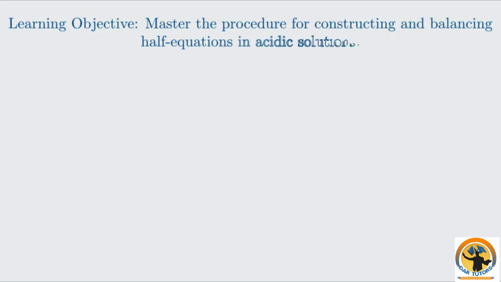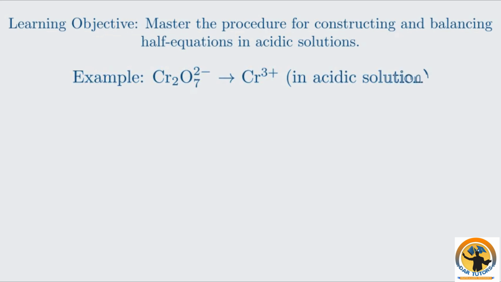This is a core skill for any advanced study of redox chemistry. We will follow a 6-step method, using the example of the dichromate ion, Cr2O7 2-, reducing to the chromium 3 ion, Cr3+. This method ensures that both mass and charge are balanced, a crucial requirement for any half equation.